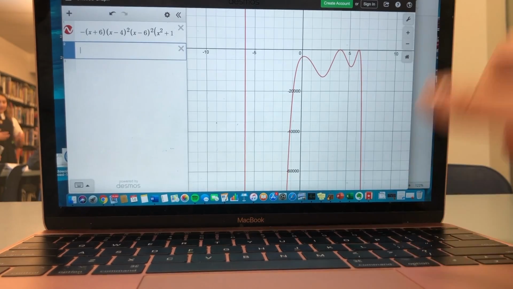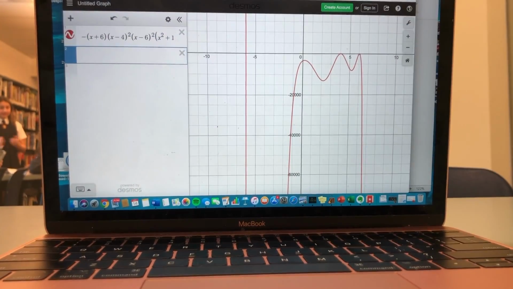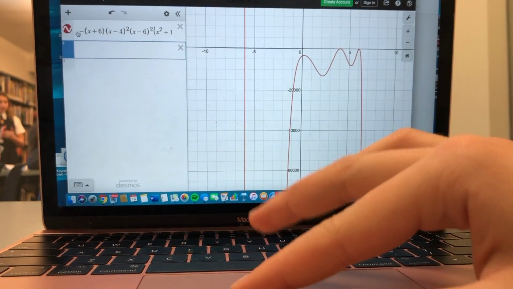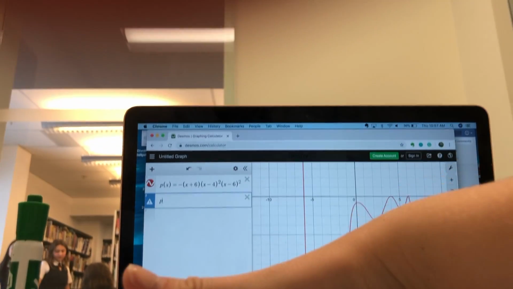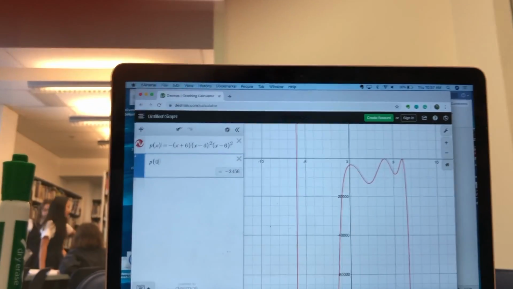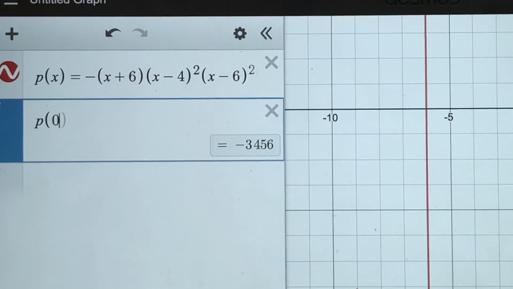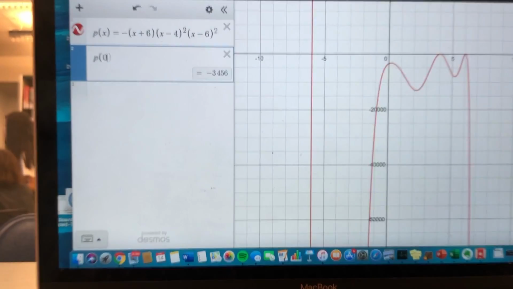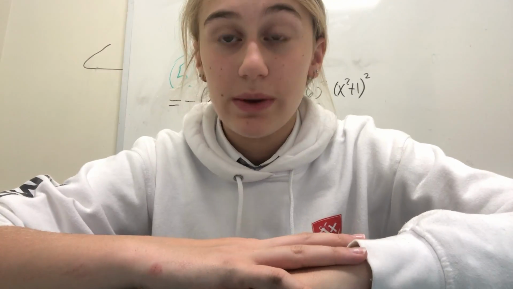As well, we know our long run behavior is correct. And now it is time to check our y-intercept to make sure that it is negative. So the way that we're going to do that is we're going to make it p at 0, meaning when x is 0, we can see that it's negative 3,456. So we know that our y-intercept is negative. So now we've done our graph and we've done our equation. So we have our answer.